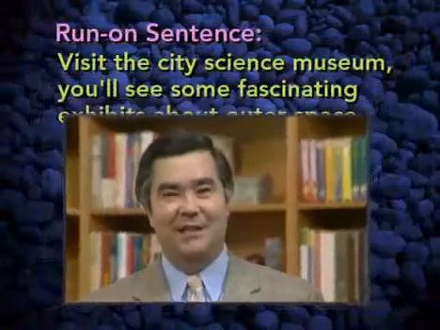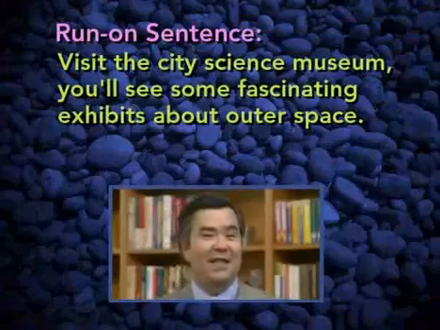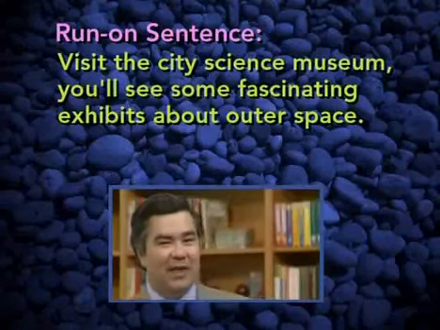So if you have a teacher who says, you've made a mistake in your paper by writing a run-on sentence, this is what the teacher means. And you can see that the way to correct it is by following the proper rules for creating a compound sentence. Here's an example of a run-on sentence. Visit the City Science Museum. You'll see some fascinating exhibits about outer space.